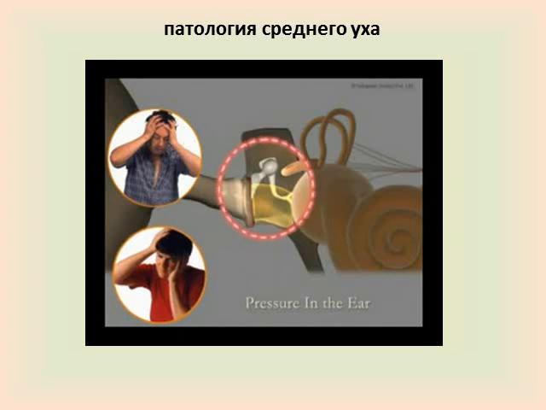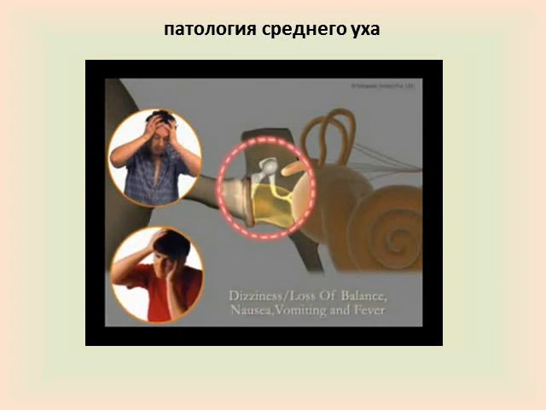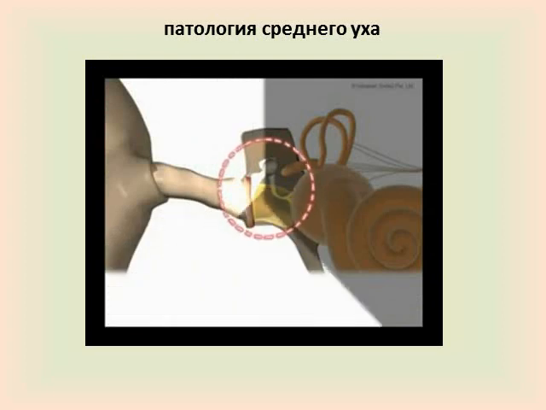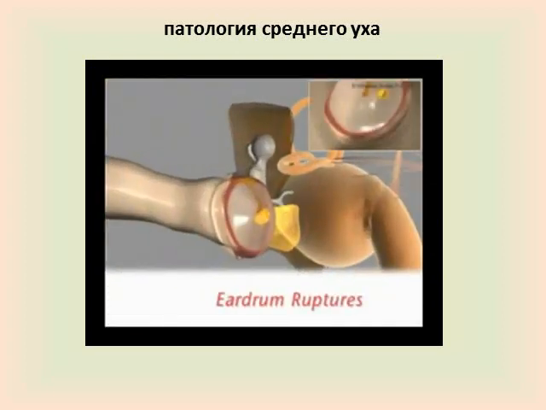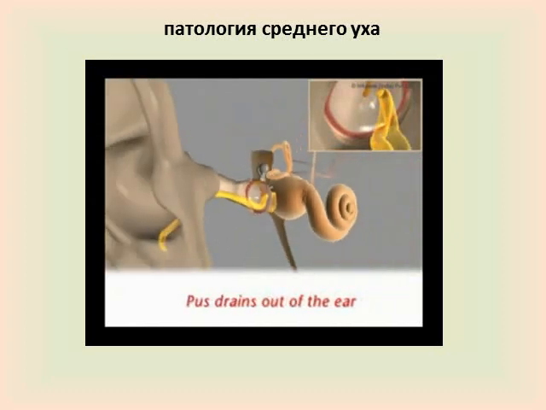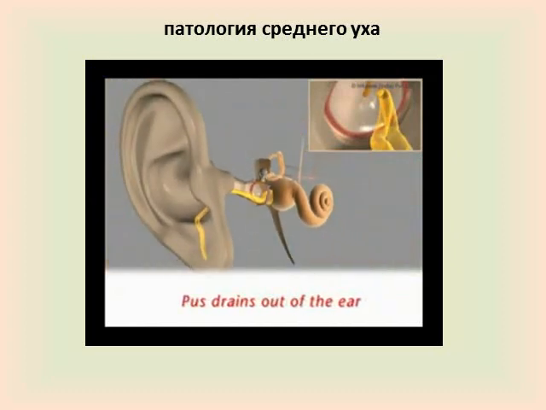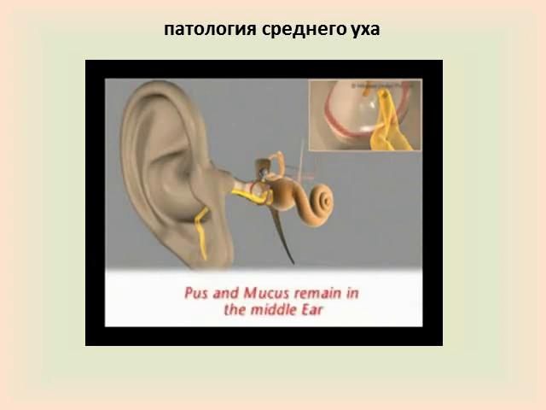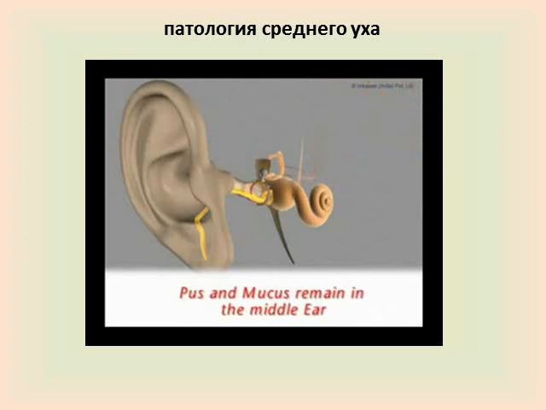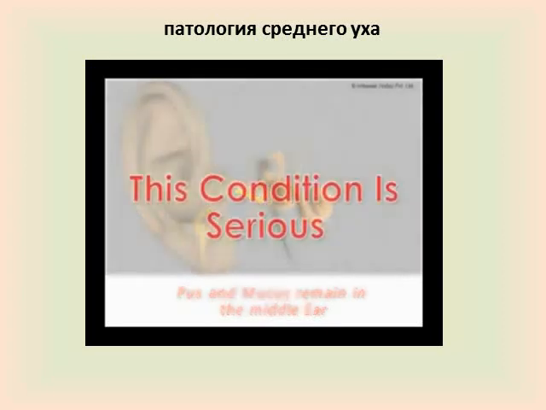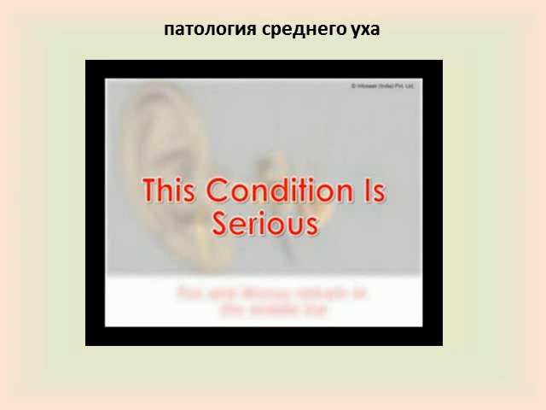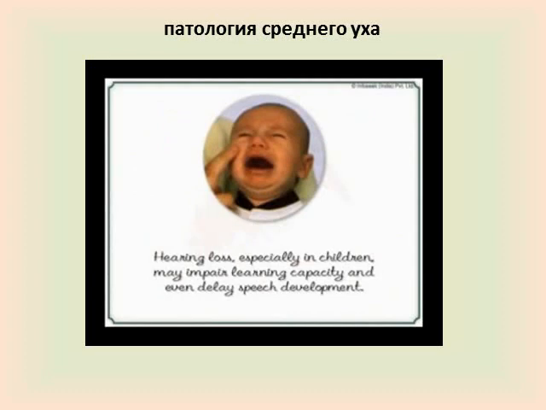Also, there is a feeling of fullness or pressure in the ear with dizziness, loss of balance, nausea, vomiting, and fever. Sometimes the eardrum ruptures and pus drains out of the ear. But more commonly, the pus and mucus remain in the middle ear due to the swollen and inflamed eustachian tube. This condition is serious because of the severe earache and hearing loss it can create. Hearing loss, especially in children, may impair learning capacity and even delay speech development.